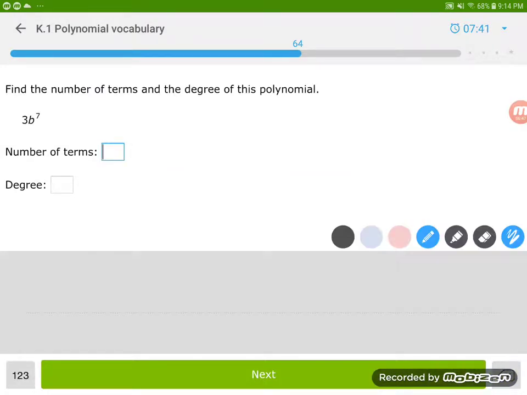Okay, alright, so find the number of terms. This is going to have just one term in it. And the degree of this is going to be a degree of 7. We only have one term in here, so our highest degree must be 7, because that is our only power.